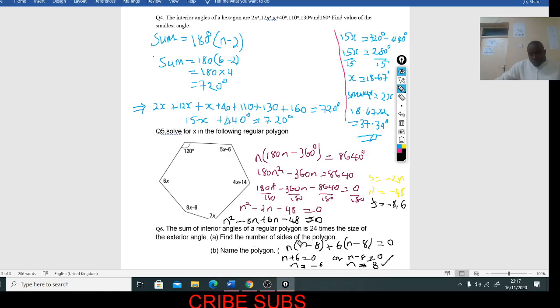That is what we were asked: find the number of sides of the polygon. The number of sides n equals 8, and if the number of sides is 8, the name is called an octagon. An octagon is an 8-sided figure.